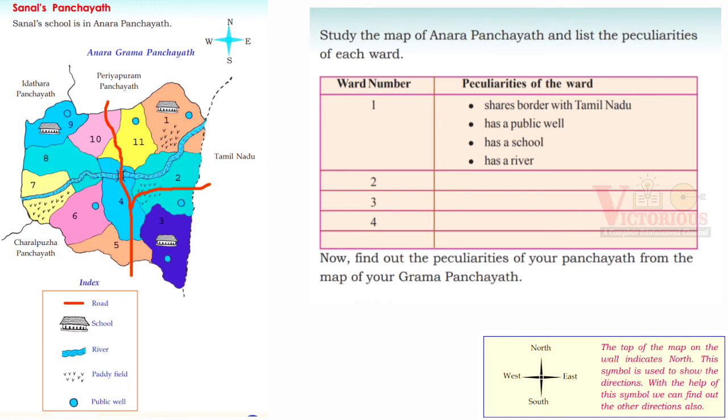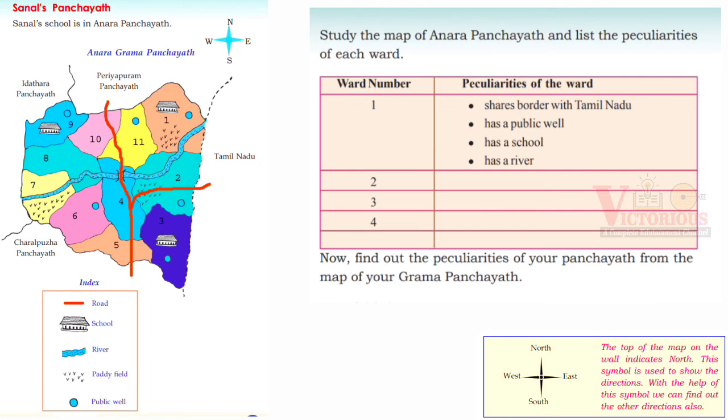Then Cheralapuzha Panchayat and all. We can see in the index the road as a red line, school as a school building, river as black spots, then paddy field, then public well. Okay, so for Sanal's panchayat, you have to study the map of Anara panchayat and list the peculiarities. List the peculiarities of each ward.